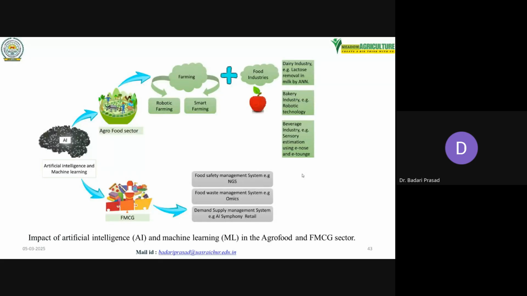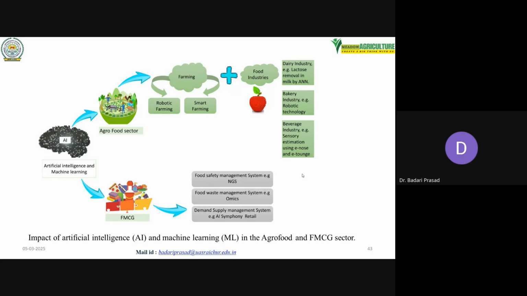Impact of artificial intelligence and machine learning in the agro-food and the FMCG sectors. So all the FMCG, the food marketing personas, are classifying their requirements based on this artificial intelligence and machine learning technologies. From those places only they are sourcing, and they are getting good quantity of commodities, like dairy industries, where this technology is being used for lactose removal from milk. Bakery industry, they are using the robotic technology for all the purposes, starting from weighing of the atta to the end product and packing itself.